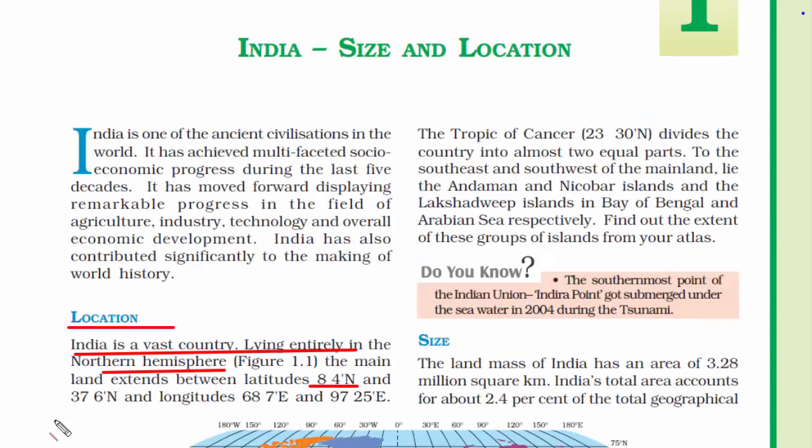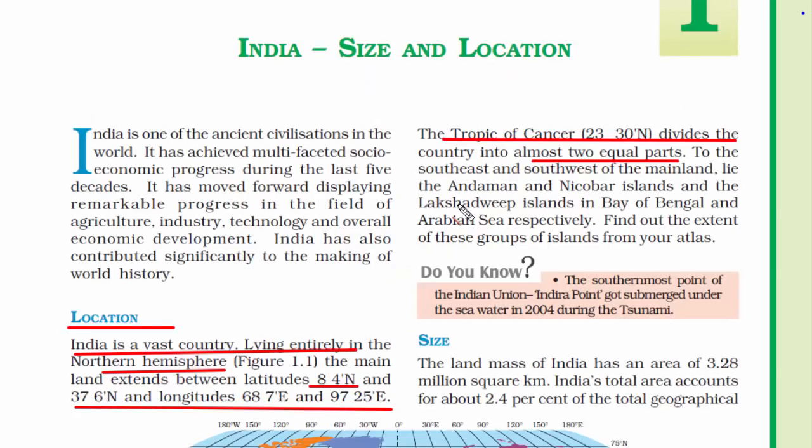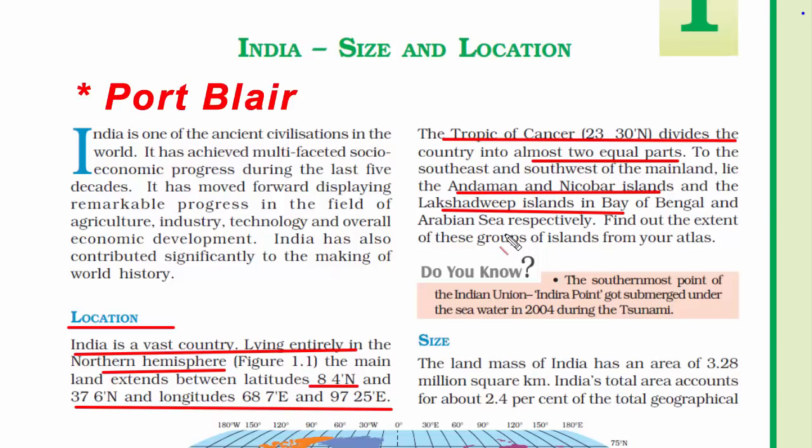So these are the latitudes and longitudes of a country. The Tropic of Cancer divides our country into two equal parts. The part below the Tropic of Cancer is also called tropical region, and above it is called subtropical region. In southeast and southwest, we have Andaman and Nicobar and Lakshadweep Islands. The capital of Andaman and Nicobar Islands is Port Blair, and the capital of Lakshadweep is Kavaratti.